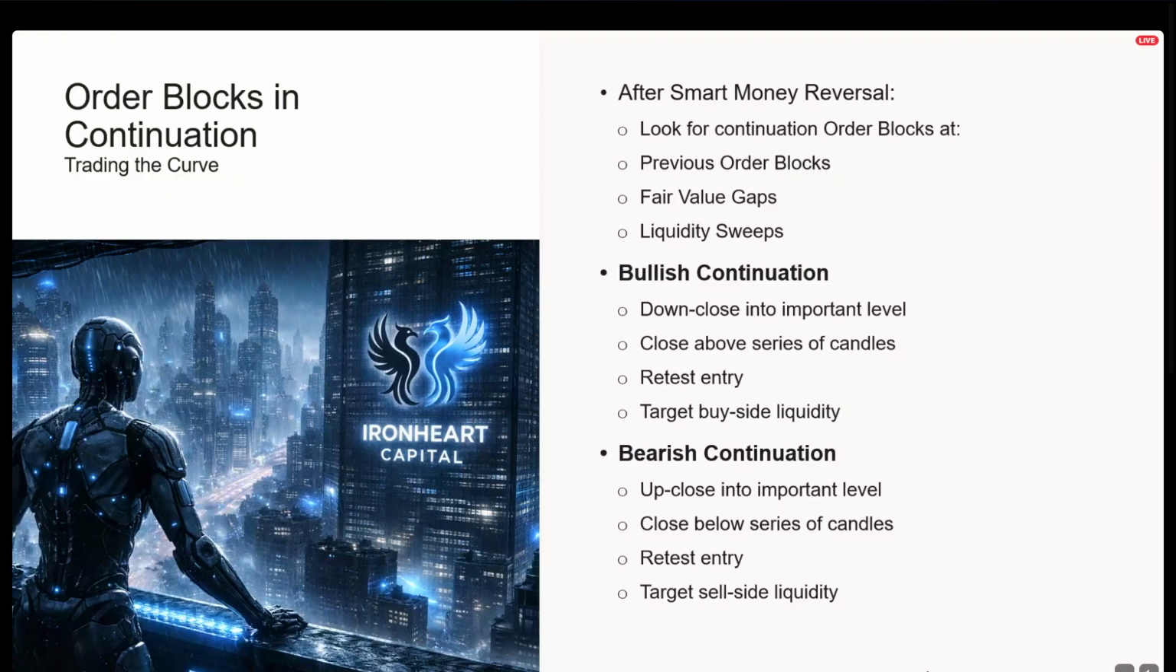That's it. So the great thing about ICT is it gives you a few tools that you can develop into your own trading model, and you can be very, very consistent. And consistency is what allows you to survive in trading.